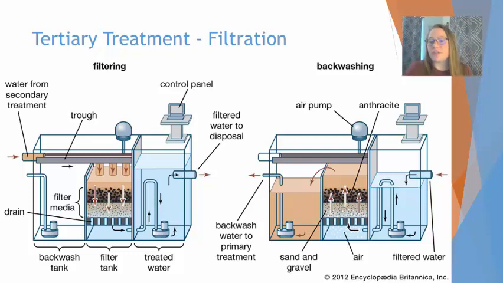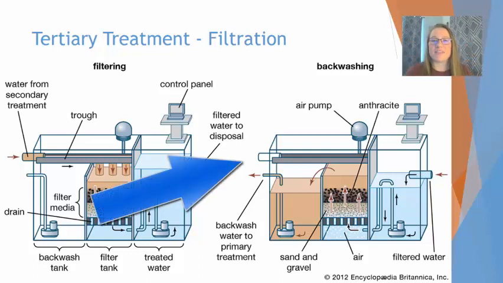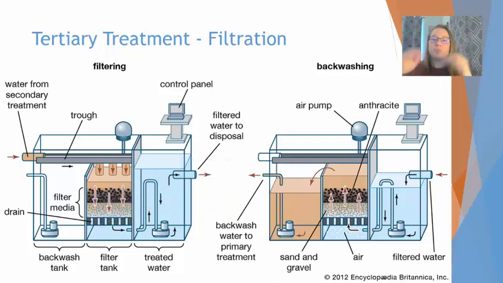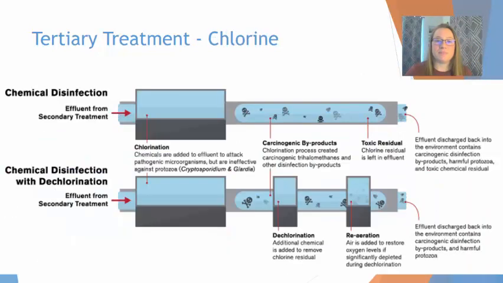Now, that filter will eventually become clogged. So what they can do is this system called backwashing, and that's on the right-hand side. And you can see that air is pushed to go backwards through the filter to push any of those particles out to then collect them and send that back through the wastewater treatment.